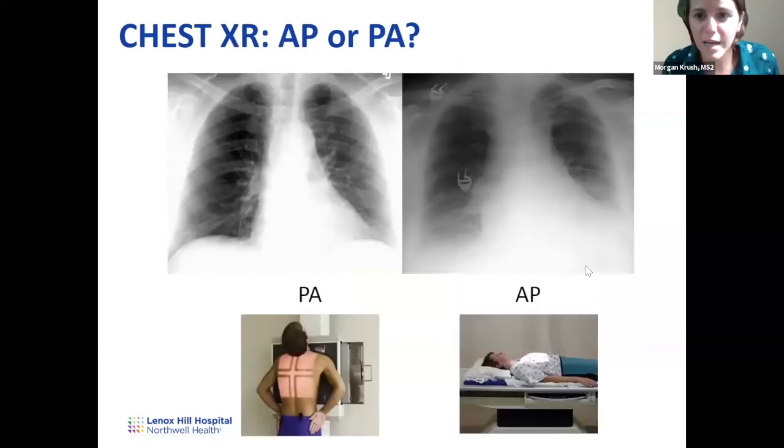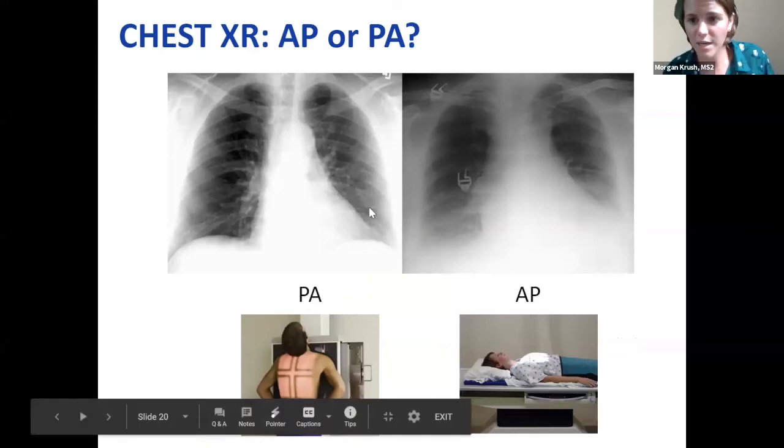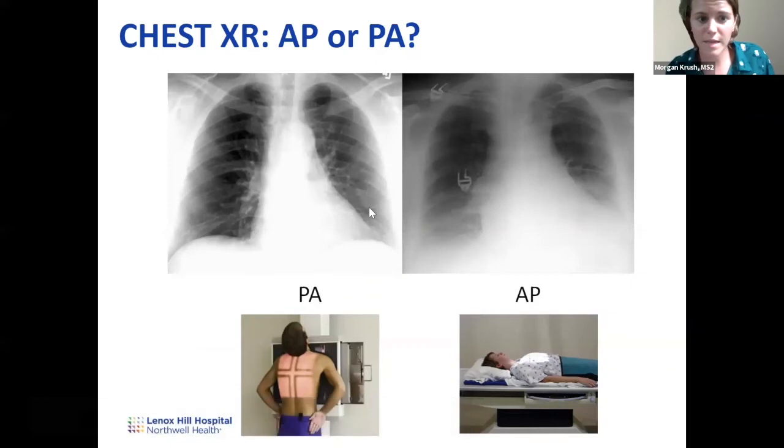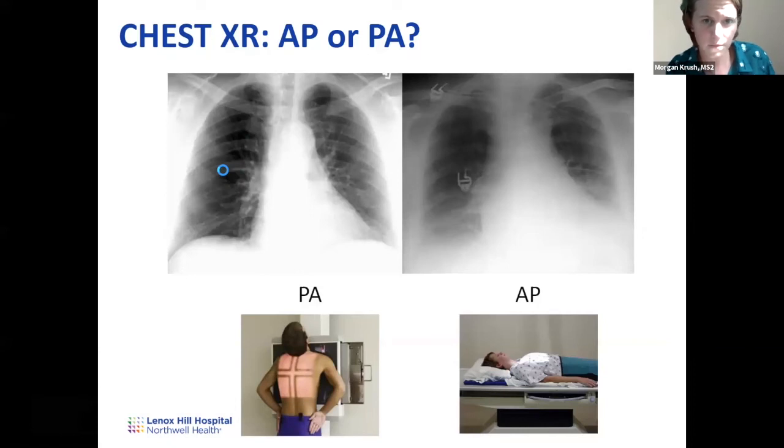So this is just a little layout for you guys about how they do chest x-rays. Chest x-rays are super common. They're very easy to do, and so they're done a lot. When we're referring to a chest x-ray, they're either AP or PA. Does anyone know what those stand for? Okay, so AP is looking from anterior to posterior, and PA is looking from posterior to anterior.